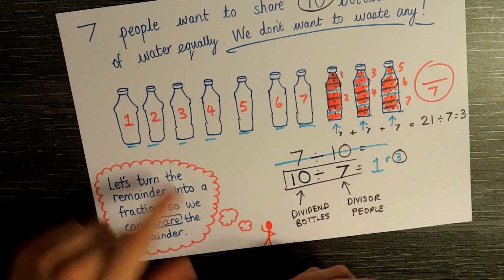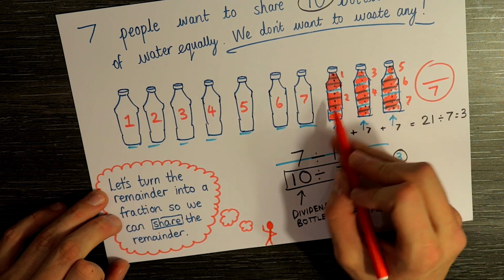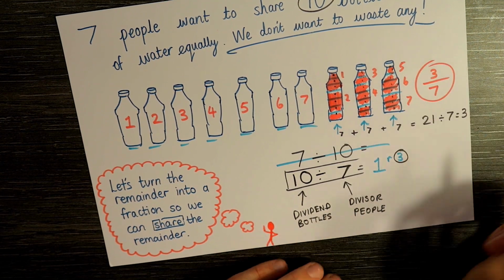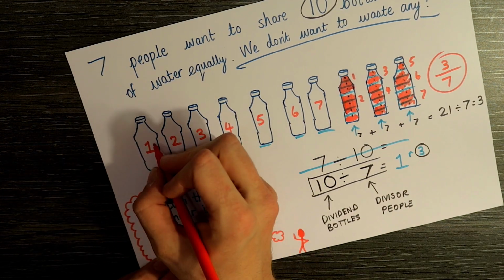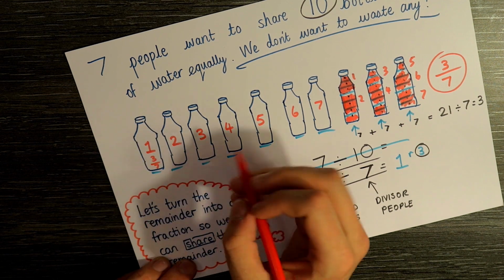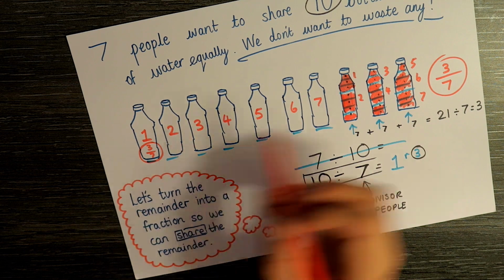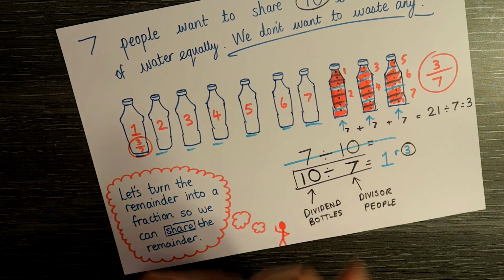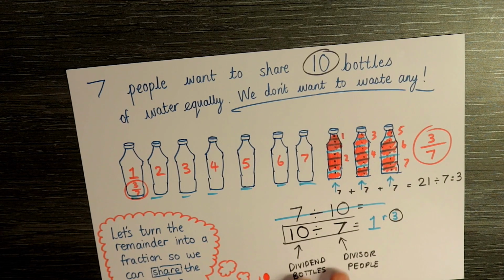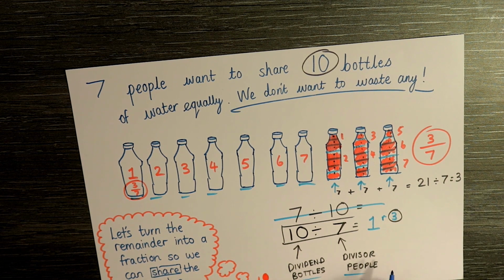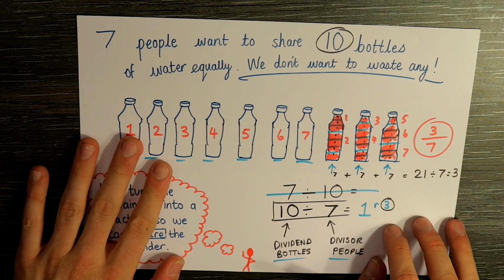So person 1 is going to get 1 bottle and how many parts? 3/7. He's going to get 1 and 3/7. Person 2 is going to get 1 bottle and 3/7. So now they all have the same amount. They all have the same amount of water, which is really, really good. We'll do some more on that, I think, very soon.